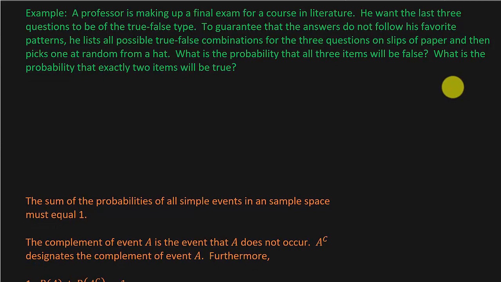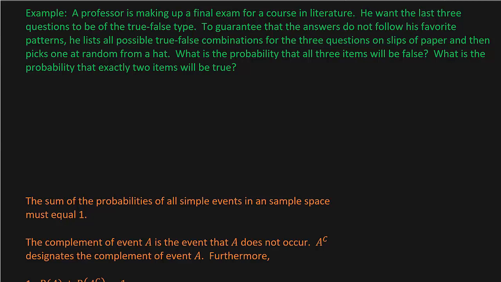It says a professor is making up a final exam for a course in literature. He wants the last 3 questions to be of the true-false type. To guarantee that the answers do not follow his favorite patterns, he lists all possible true-false combinations for the 3 questions on slips of paper and then picks one at random from a hat. What is the probability that all 3 items will be false? What is the probability that exactly 2 items will be true?